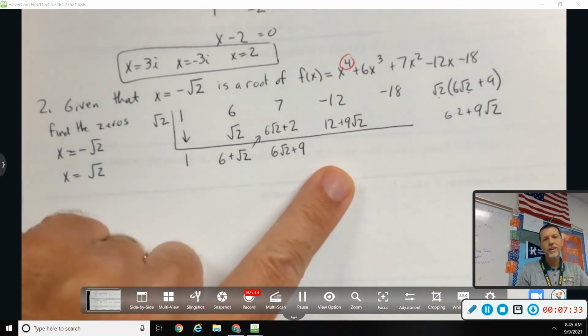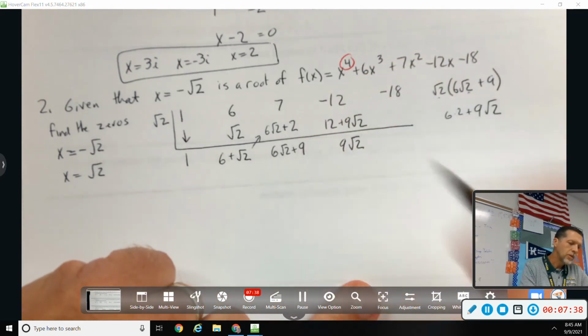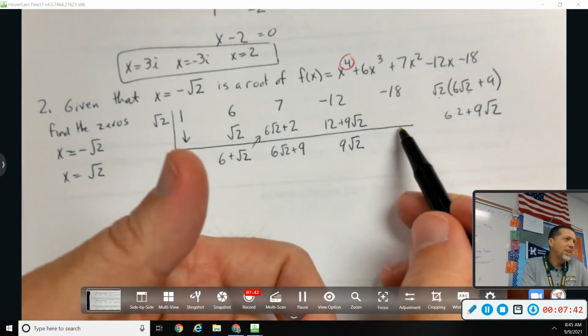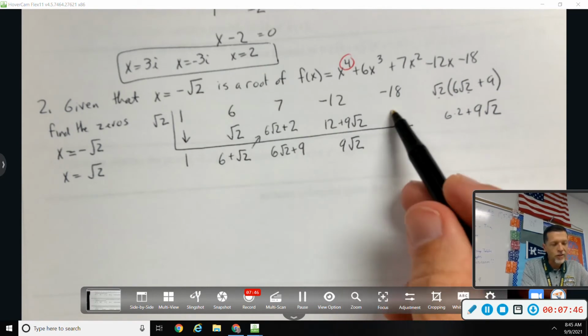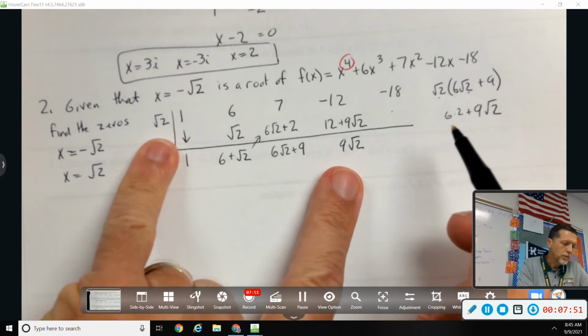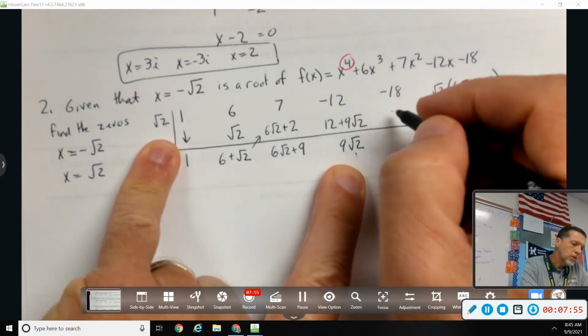Oh, that was kind of convenient. The 12s go away, and that leaves me with 9 root 2. Positive 18. And this better be positive 18 in order to get 0. So if you trust everything you've done so far, you could just write 18 there and assume it works. Probably better to multiply to make sure. Root 2 times root 2 is 2. Times 2 is 18.